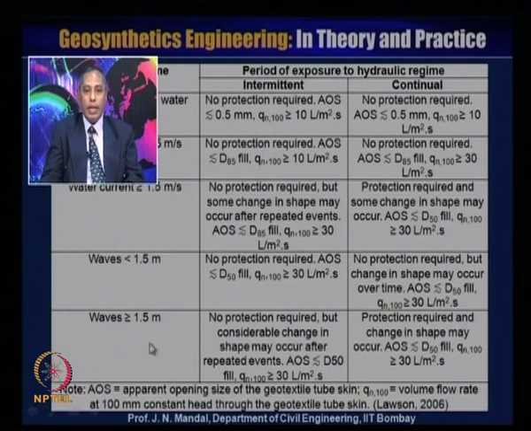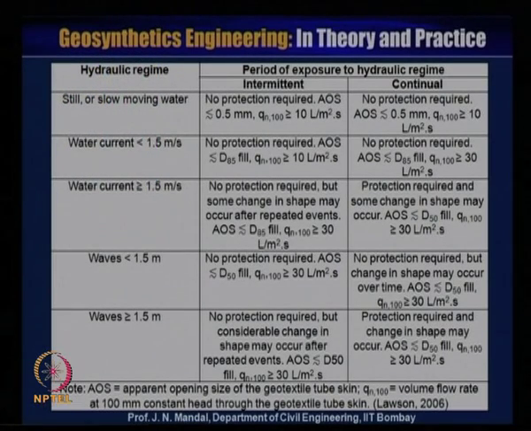When the hydraulic regime wave is greater than or equal to 1.5 meter, in case of intermittent, no protection required, but considerable change in shape may occur after the repeated event. AOS less than or equal to D50 fill and QN100 greater than or equal to 30 liter per meter square second. And in case of continual, protection required and change in the shape may occur. So, AOS should be less than or equal to D50 fill and QN100 greater than or equal to 30 liter per meter square second. So, here AOS is the apparent opening size of the geotextile tube skin and QN100 is the volume flow rate at 100 millimeter constant head through the geotextile tube skin.